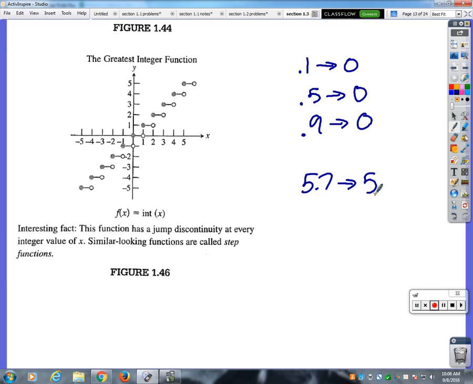Yeah, and it is on your calculator. You can graph it using this int thing. But again, it's not a very useful function, but it's fun to talk about in math because of all of the discontinuities that show up. But I don't consider this to be very basic.